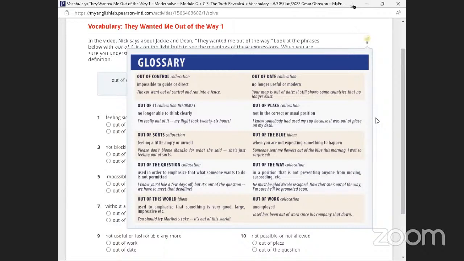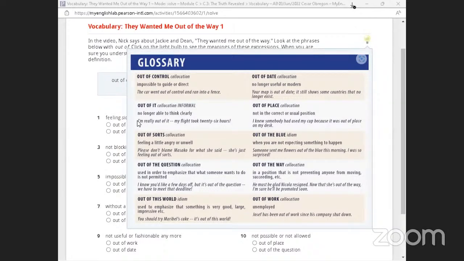I was so surprised. Okay, out of the way, it's a collocation: in a position that is not preventing anyone from moving, succeeding, etc. He must be glad Nicola resigned. Now that she's out of the way, I'm sure he'll be promoted soon. Out of work. It's a collocation: unemployed. Joseph has been out of work since his company shut down. Okay. So are any of these words new to you?